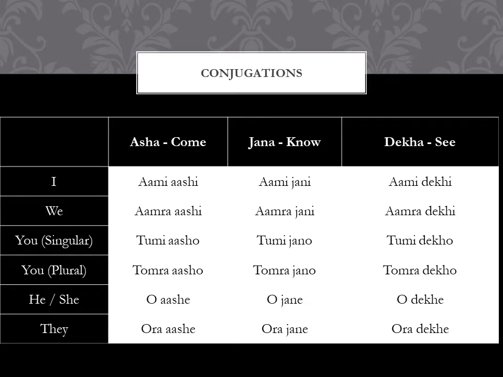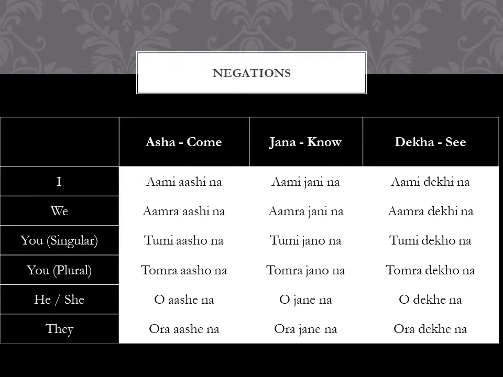ও দেখে, ওরা দেখে, আমি দেখি, আমরা দেখি, তুমি দেখো, তোমরা দেখো. Negation is very easy as always, just add na after the verb and it becomes a negative form. আমি দেখি না, আমরা দেখি না, তুমি দেখো না, তোমরা দেখো না, ও দেখে না, ওরা দেখে না.